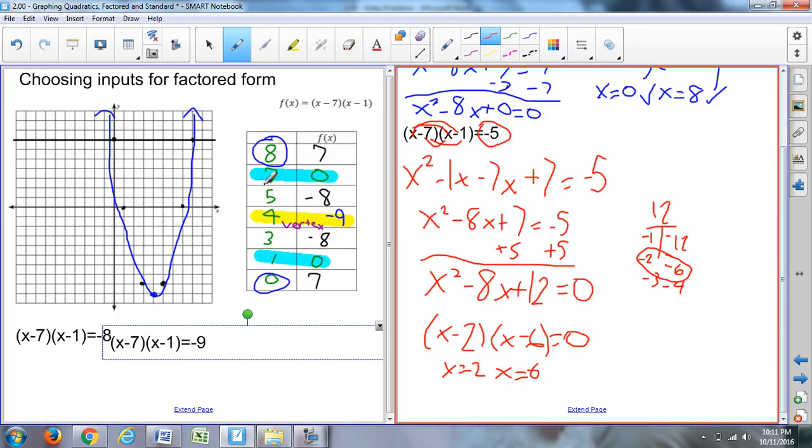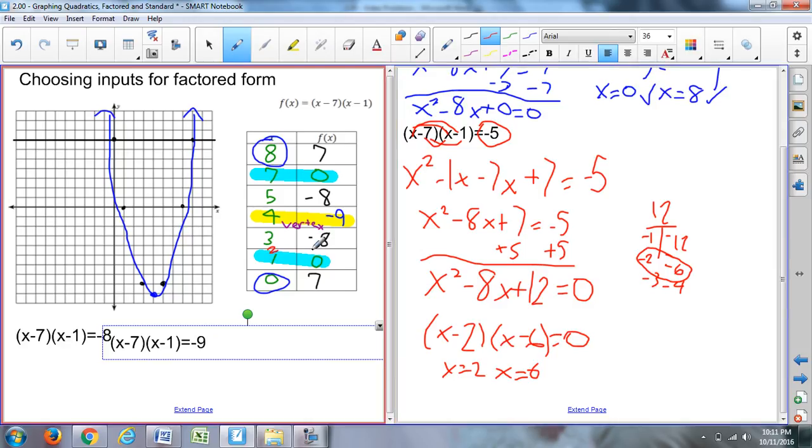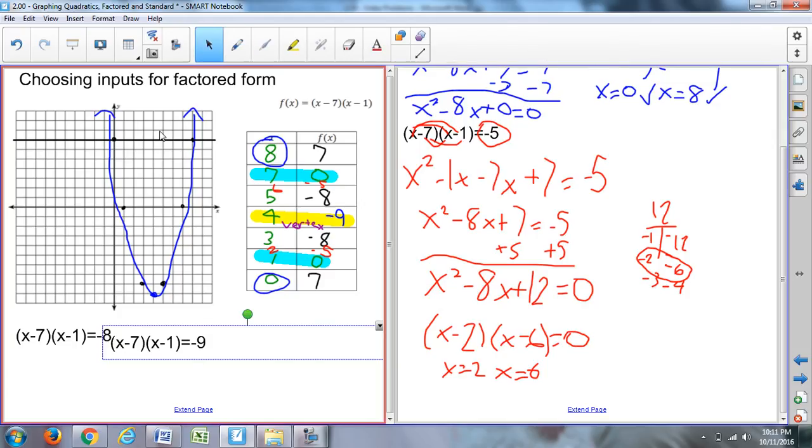So we can't confirm that one in the table because we can't see it. But if we put 2 here and negative 5 in the table, and we put 6 here, negative 5 in the table, it would make sense. We can move that line right down to negative 5. So let's see, negative 1, 2, 3, 4, 5. And they intersect at 2 and 6.